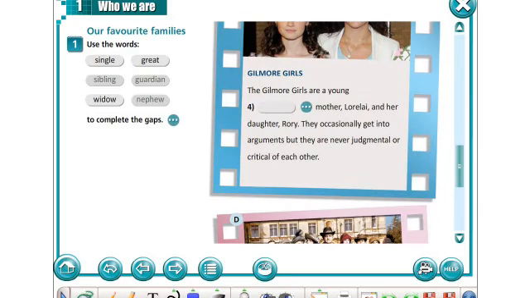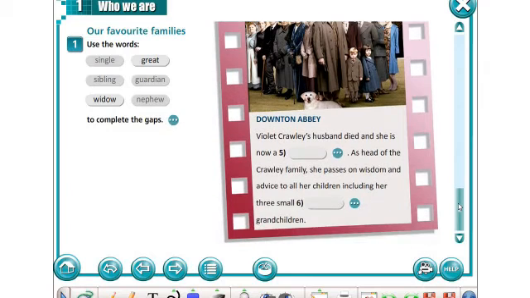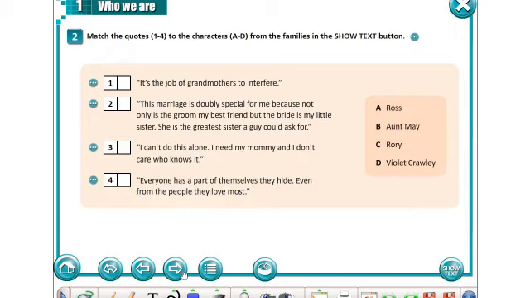Okay, Gilmore Girls. Gilmore Girls are a young single mother, Lorelai, and her daughter Rory. They occasionally get into arguments, but they are never judgmental or critical of each other. Okay, Downton Abbey. Violet Crawley's husband died, and she is now a widow. As head of the Crawley family, she passes on wisdom and advice to all her children, including her 3 small great-grandchildren. Good. Now let's move to the next exercise.